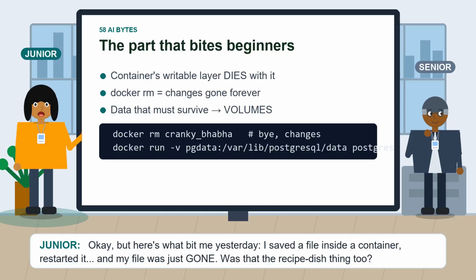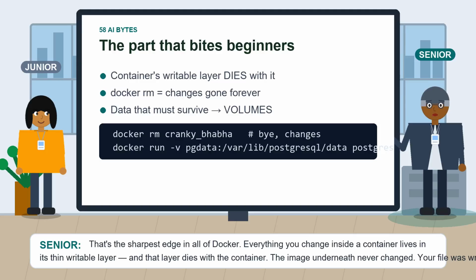Okay, but here's what bit me yesterday. I saved a file inside a container, restarted it, and my file was just gone. Was that the recipe-dish thing too? That's the sharpest edge in all of Docker. Everything you change inside a container lives in its thin writable layer, and that layer dies with the container. The image underneath never changed. Your file was written on the plate, not in the cookbook.